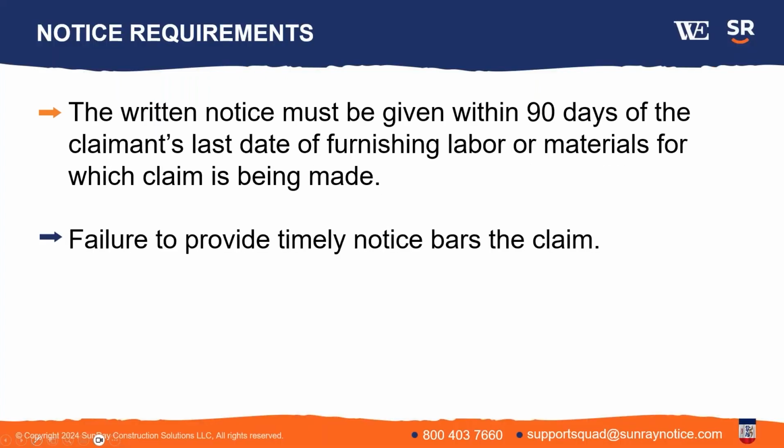So there are deadlines for this notice. The notice has to be given within 90 days of the claimant's last date of furnishing labor or materials for which the claim is being made. So as you can see, the deadline varies depending on the claimant at issue. And you have to look and see when was their last date of furnishing labor or materials. And as you might imagine, that date can be subject to a lot of dispute. What is the last date?